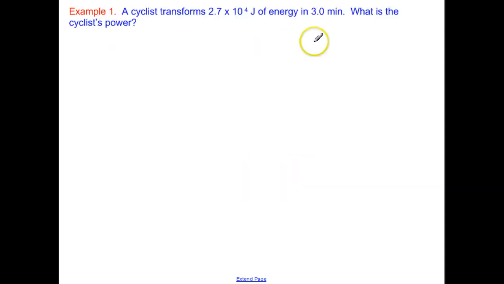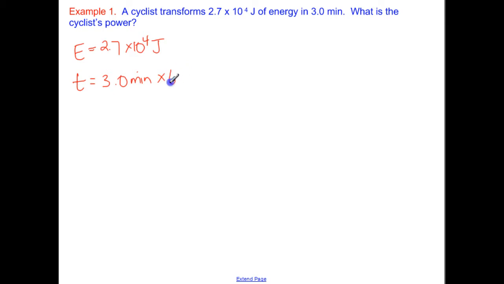So let's look at how this applies to certain situations. A cyclist transforms 2.7 times 10 to the 4 joules of energy in 3.0 minutes. What is the cyclist's power? Remember, let's start by writing what you know already. We've got energy equals 2.7 times 10 to the 4 joules. And our time is given to us in minutes, and remember the formula involves time in seconds. So anytime you see a unit that you need to convert, do that first before plugging it into your equation. We need our time to be in seconds.